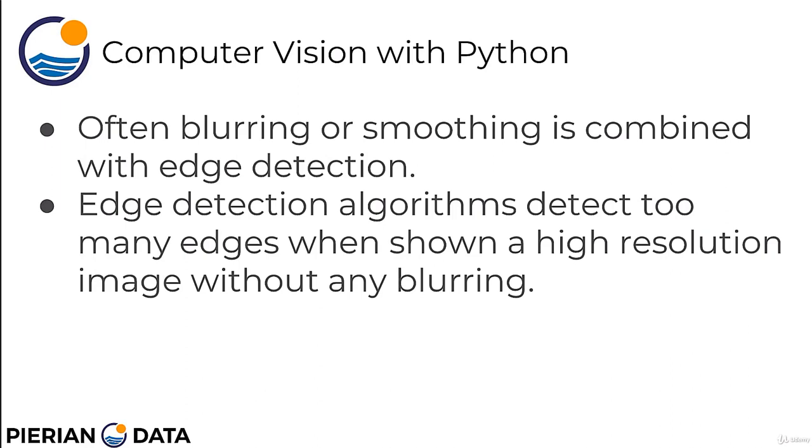Edge detection algorithms detect too many edges when shown a high-resolution image without any blurring. And since we're going to be learning about edge detection later on in a future section of the course, we might as well understand blurring and smoothing at this point.